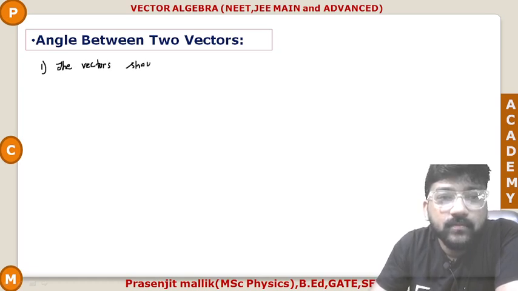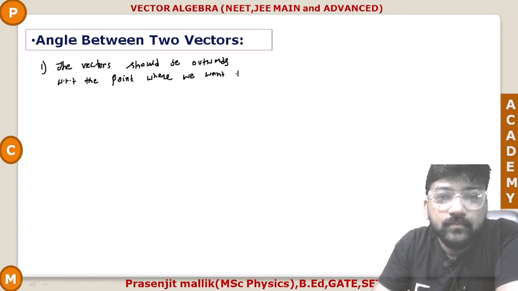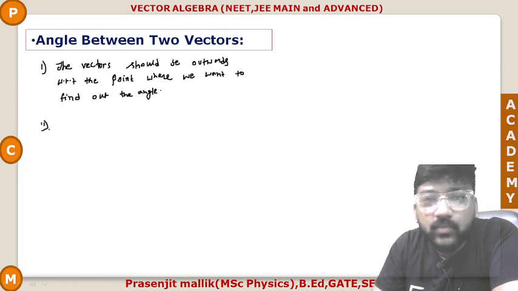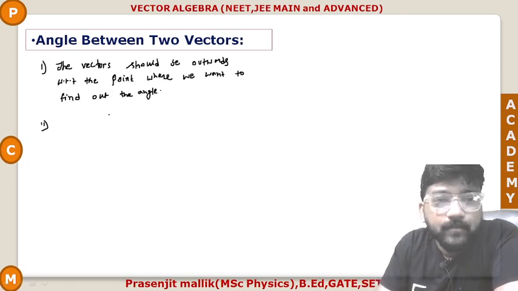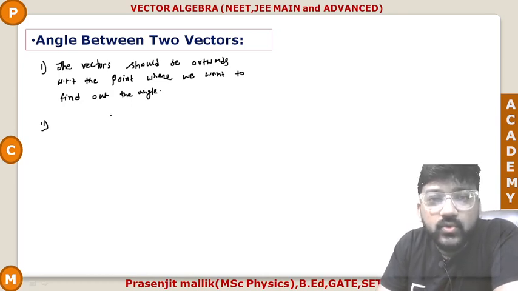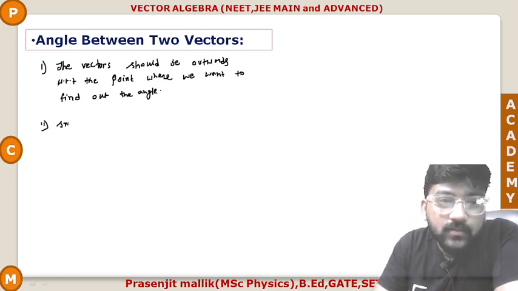So the first thing you have to check is that the vectors should be outwards with respect to the point where you want to find the angle. And the second thing: maybe there is more than one possible angle, but you have to choose the smallest angle.